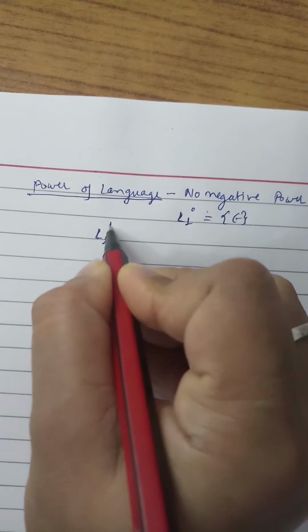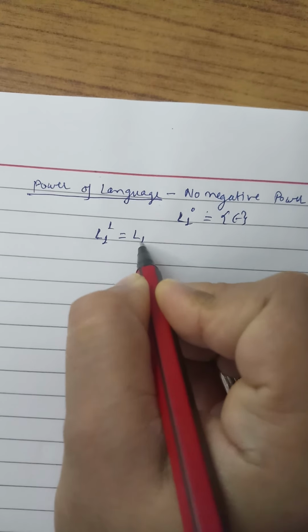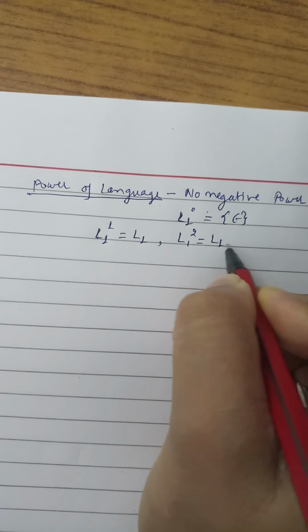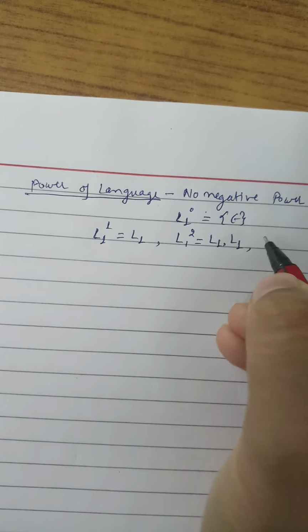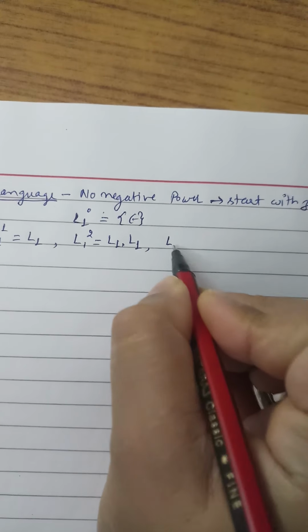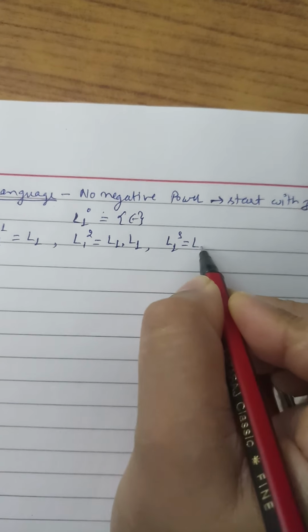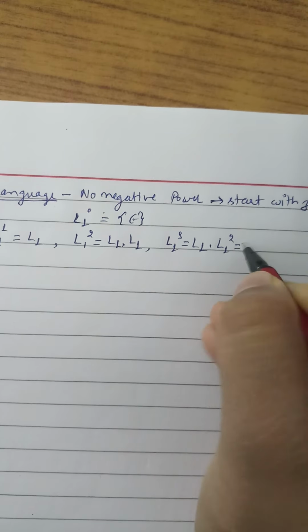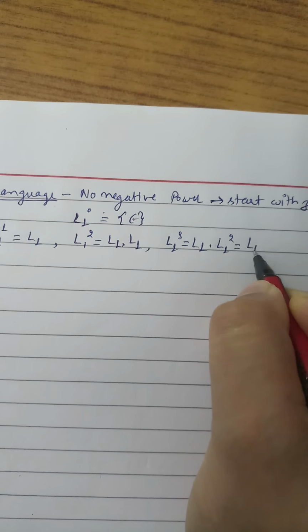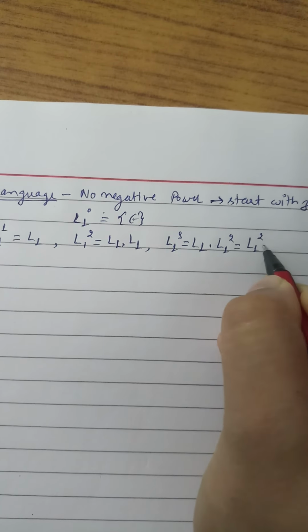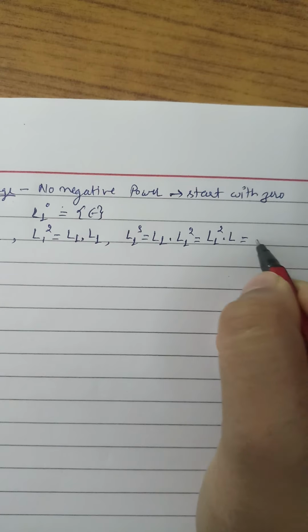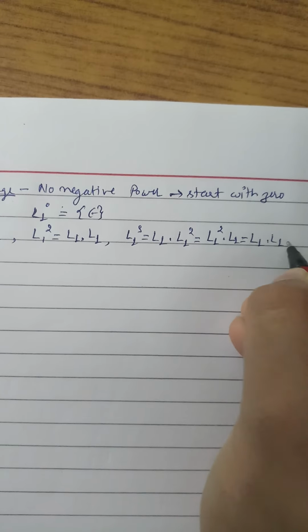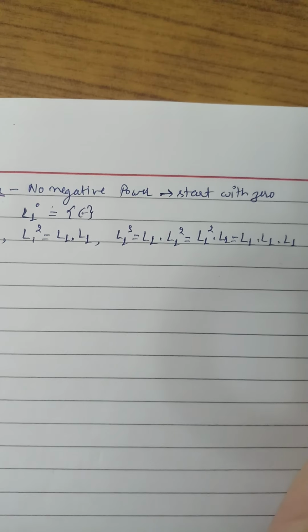L1 power 1 will be equal to L1. L1 power 2 will be equal to L1 dot L1. L1 power 3 will be equal to L1 dot L1 power 2. We can write it like this also, L1 power 2 dot L1, or we can write L1 dot L1 dot L1.